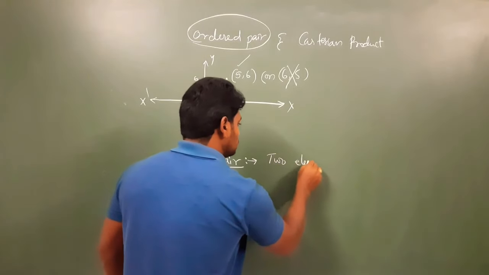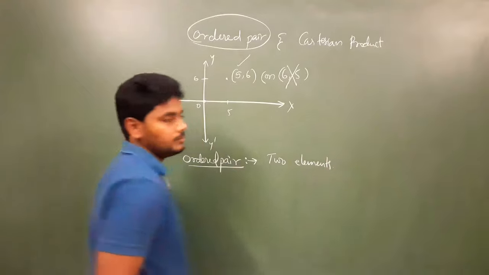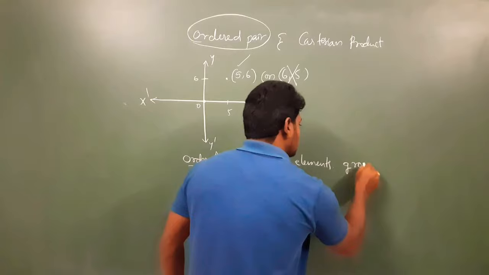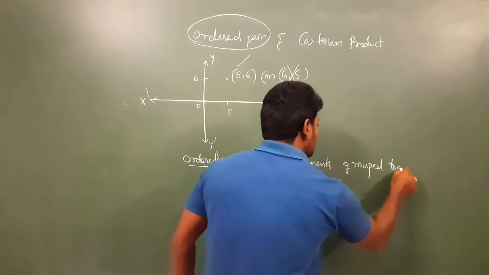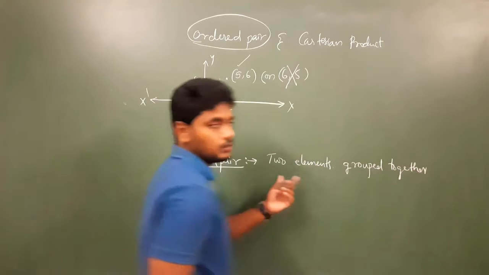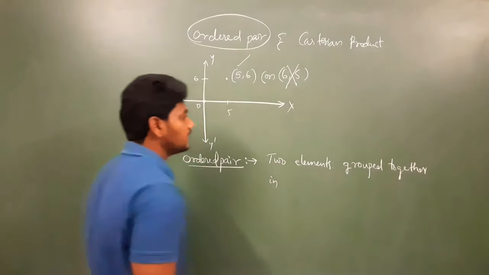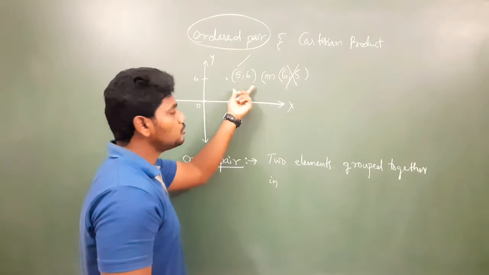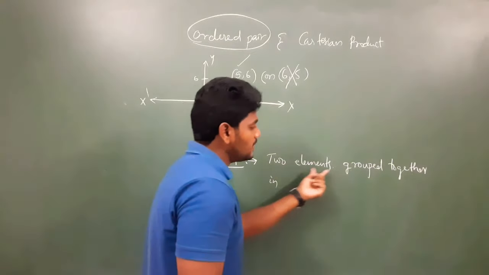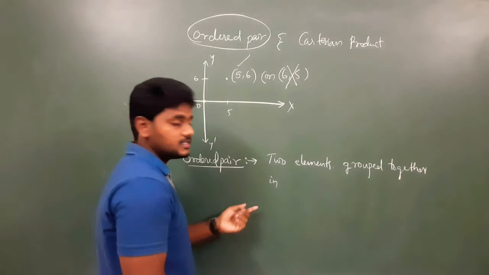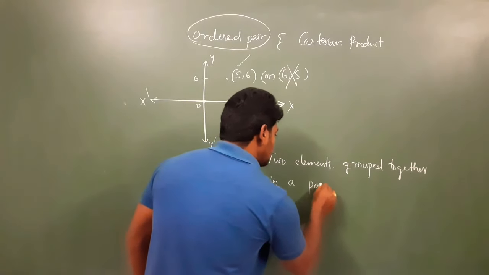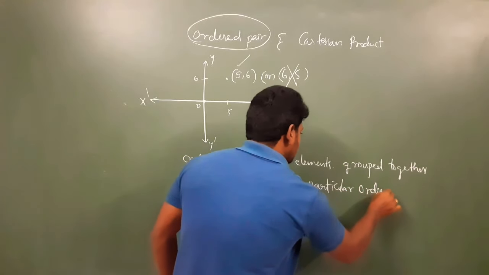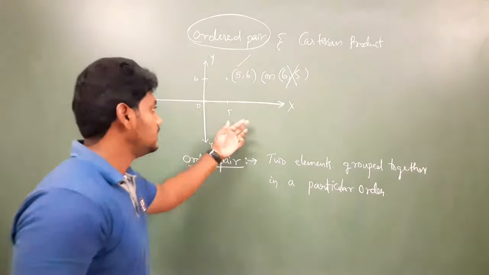Two elements or two numbers grouped together in a particular order. These are also two elements grouped together only, but the condition is there. What is the condition? In a particular order. We should not take 6, 5. Why? Because here we need to maintain order.